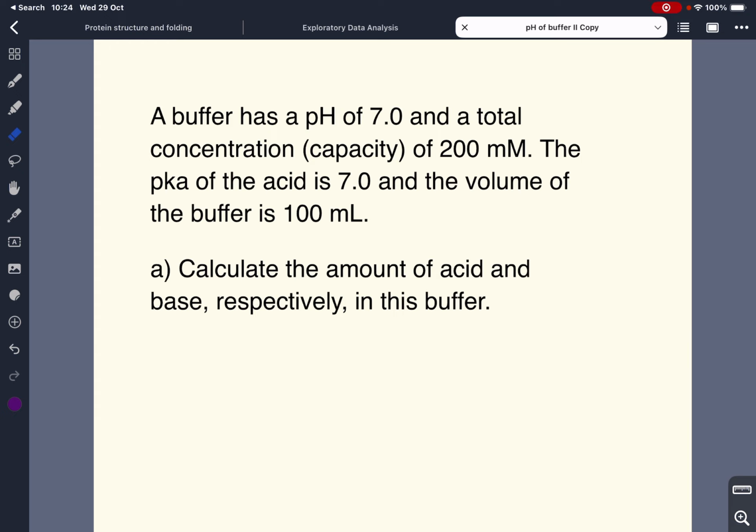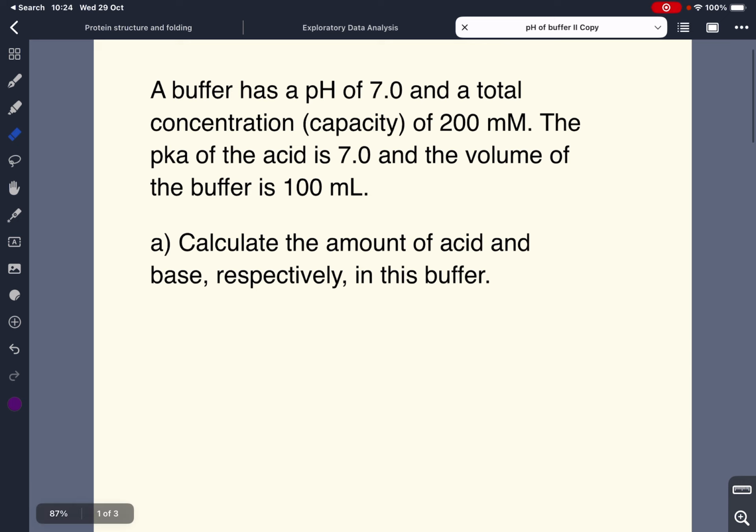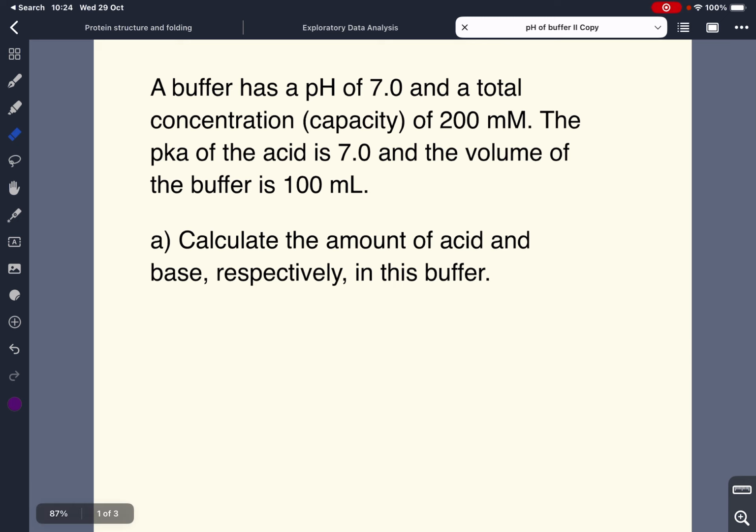So first question is really calculate the amount of acid and base respectively in this buffer. So how many moles of acid and base do we need to make up this buffer? And before we do any calculations, we go back to what we have learned from the Henderson-Hasselbalch equation.